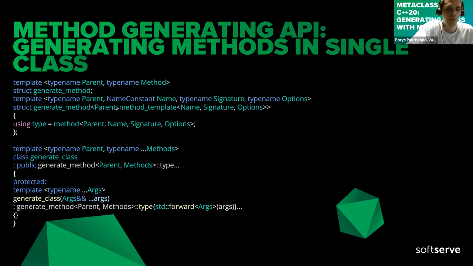To overcome this issue, we can split the implementation of the method, which will store the type name of the parent, and the template of the method: the name, signature, and option. Then later on we can combine them. How would we do that? The API will be a class which we will call generate class. We will enter the parent first, and then the method templates. Then, using partial specialization, we will dispatch this template, and using the generated method we will return the actual method implementation, which will have the parent type name, because we were passing it from generate class.